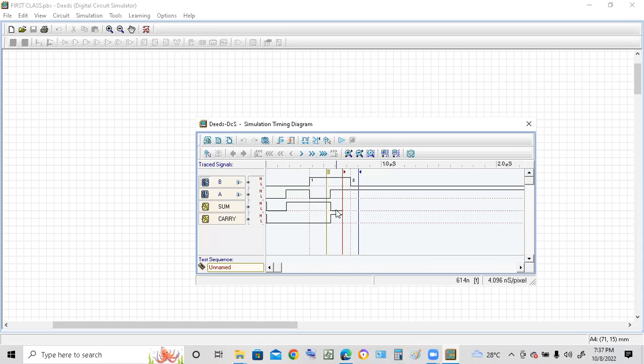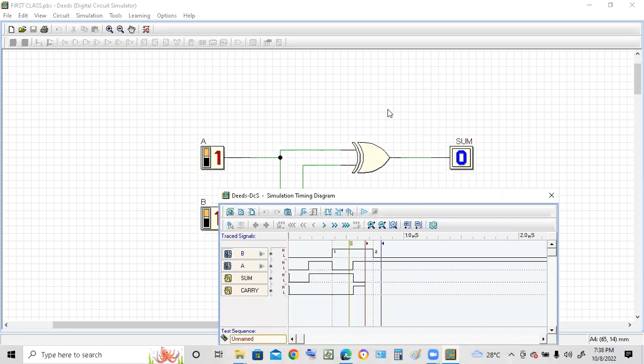What happened to this? Look, this is low and this is 1. Yeah, this is low and this is 1. All right, so we could look now to see if that is so, in the circuit itself.